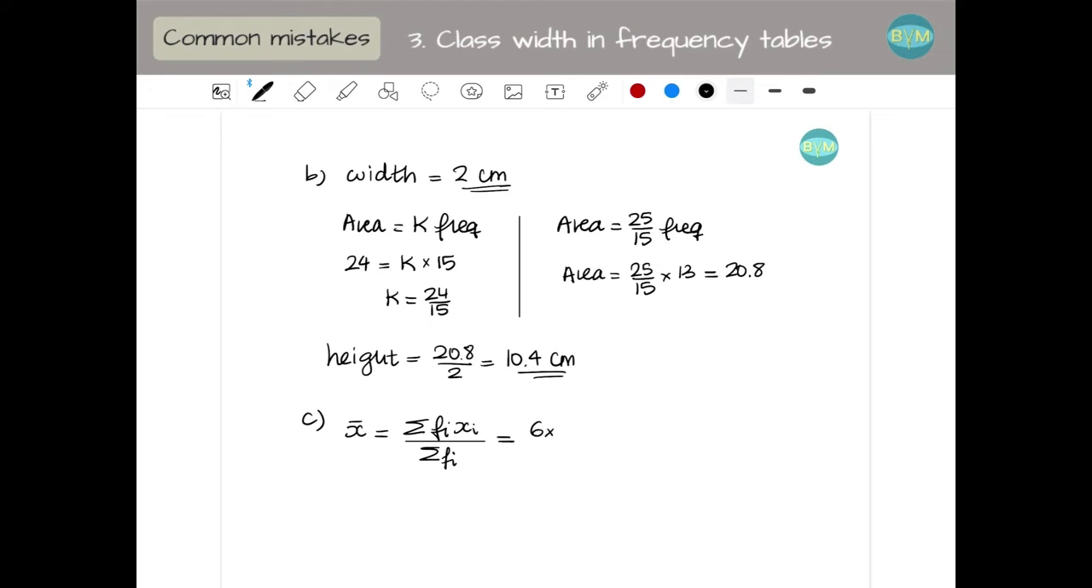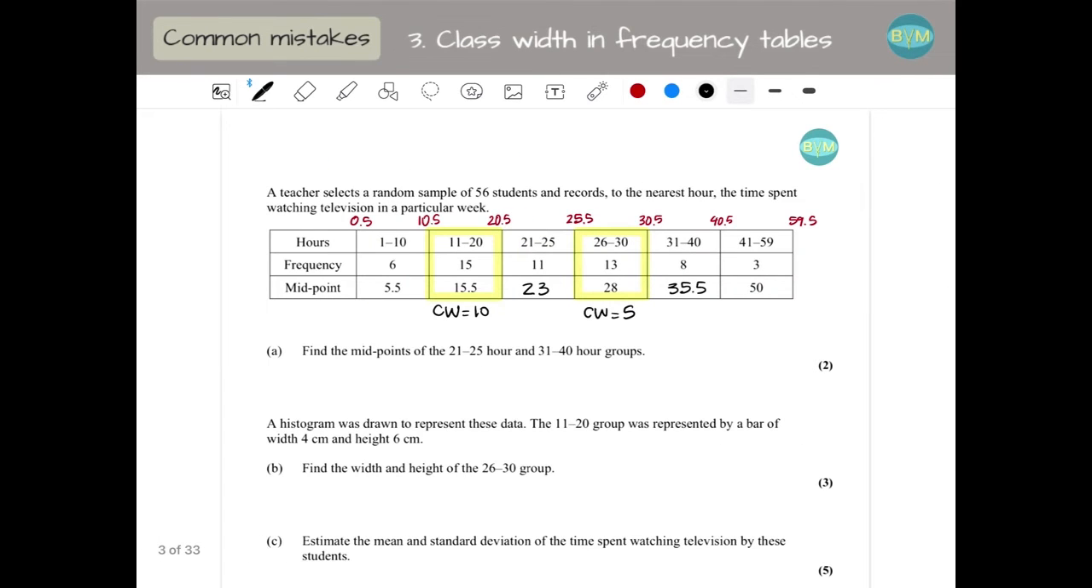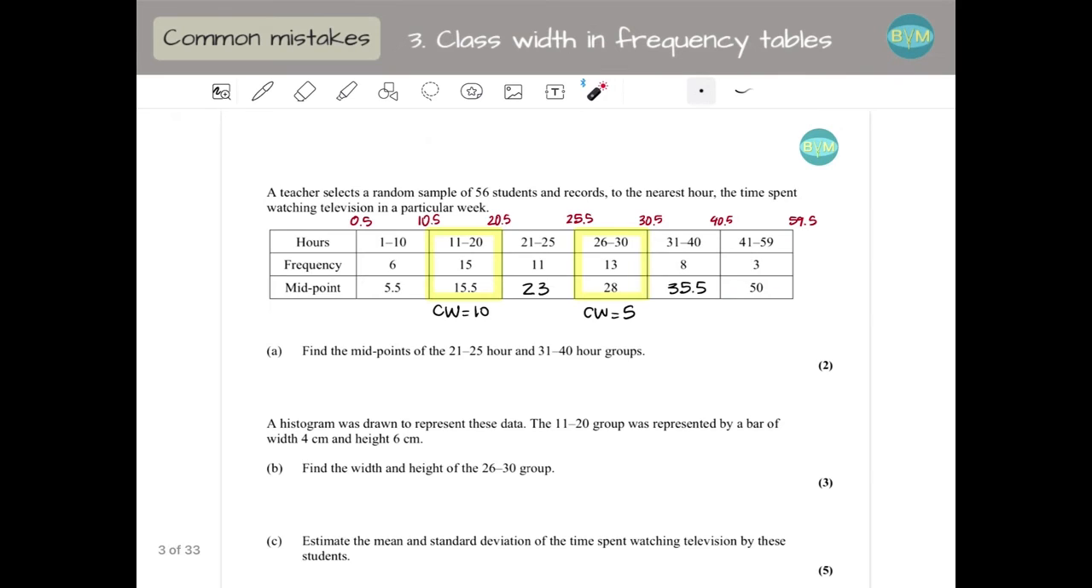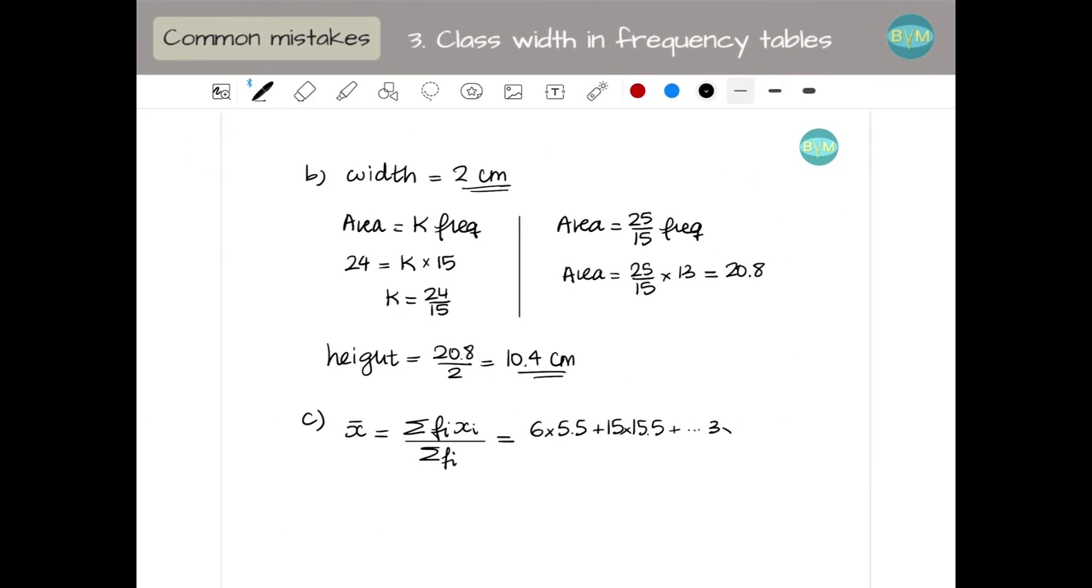So 6 times 5.5 is the first one, plus the other one was 15 times 15.5, all of them, and the last one was 3 and 50. So you just put that all in the calculator, divide by 56 because we have 56 students, and that way you find the mean, and the mean is 23.5 hours. So this is our answer, and you have 2 marks for this bit, one for using the correct method and the other just for the answer.